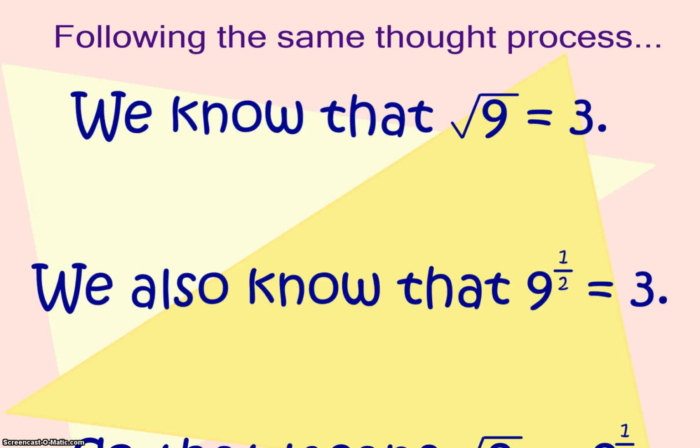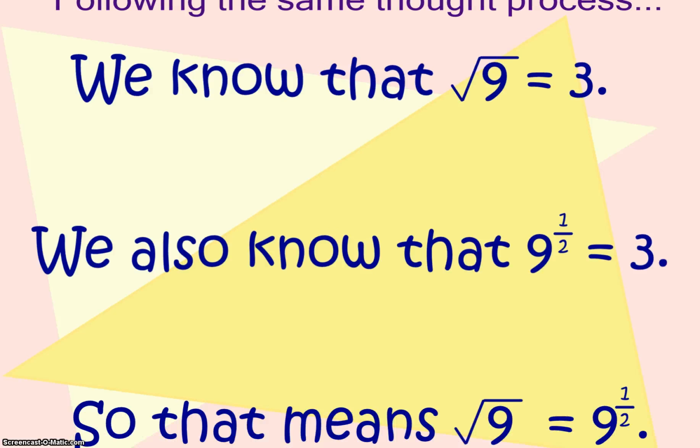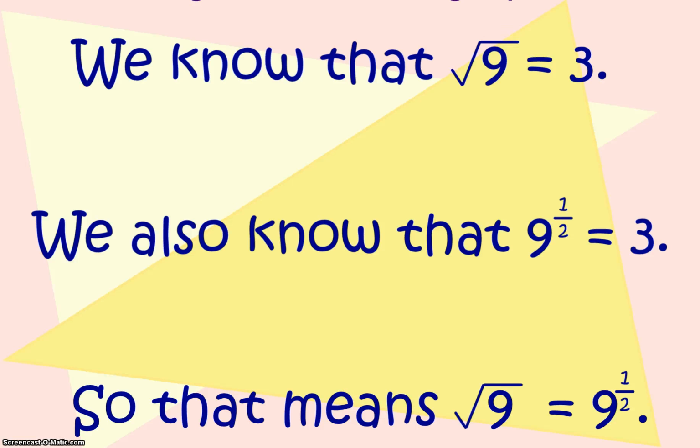Following the same thought process, we know that the square root of 9 equals 3. We also know that 9 raised to the 1/2 equals 3. So we know that the square root of 9 equals the same thing as 9 raised to the 1/2.